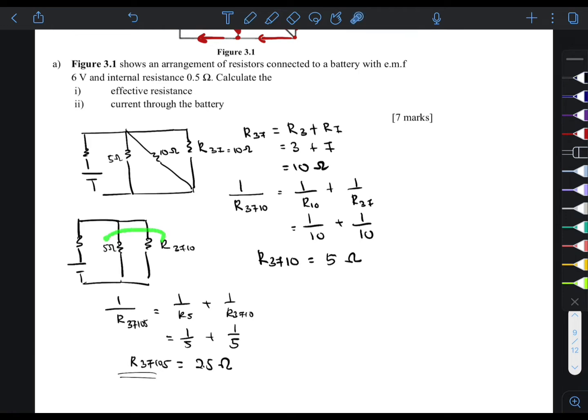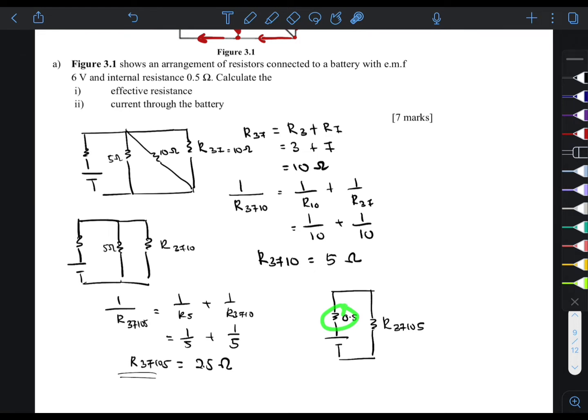Okay, so now these two we have simplified, so you will end up with a new circuit. Our circuit now takes the form of 0.5 ohm and then your battery, and then we have the combination of all the resistors in the external circuit, R37105. Alright, so this is not yet your R effective, because we still have one more resistance here, which is your internal resistance. This is also a resistance.